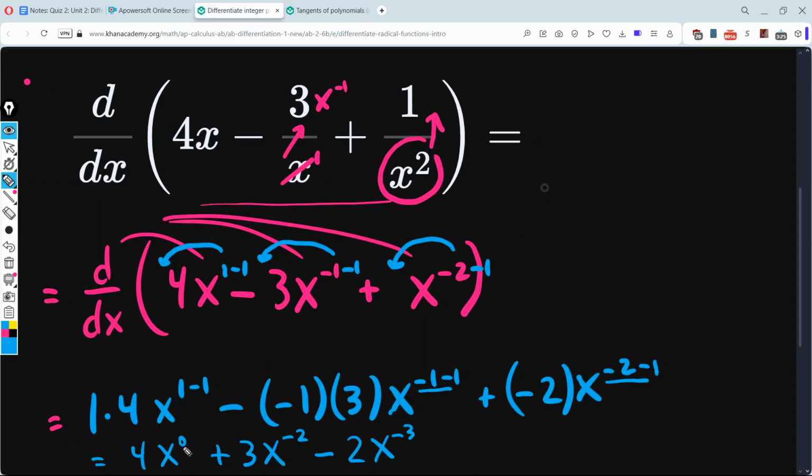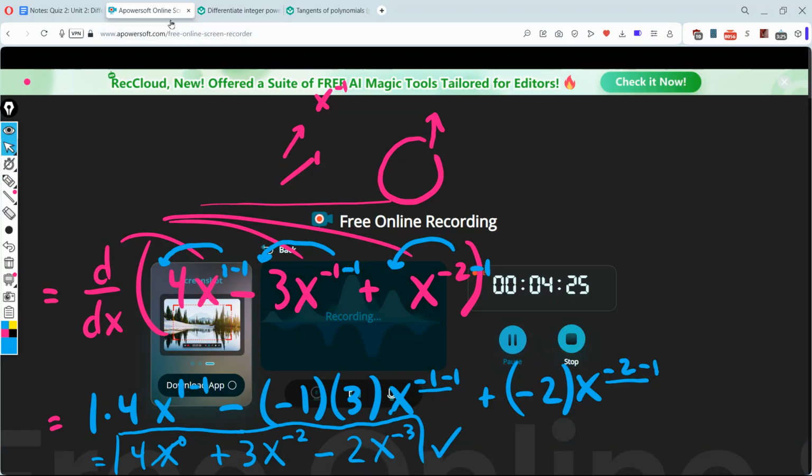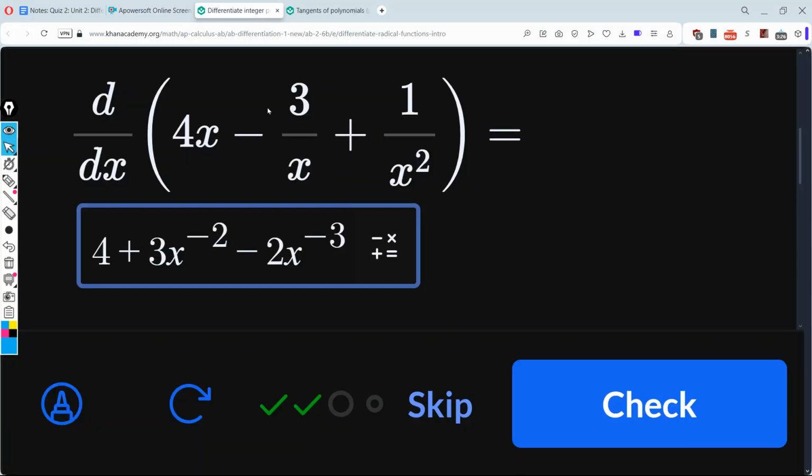x to the 0 is just 1. 4 times 1 is just 4, so we can cancel that. And that's your final answer. 4 plus 3x to the negative 2 minus 2x to the negative 3. That whole thing is your answer. So just enter that in the box. I use Shift 6 for the exponent, but you can also use this menu right here.